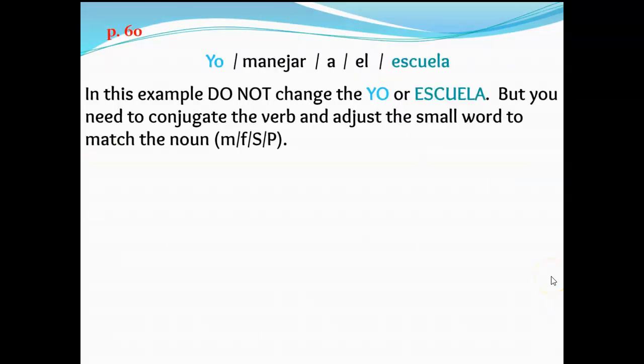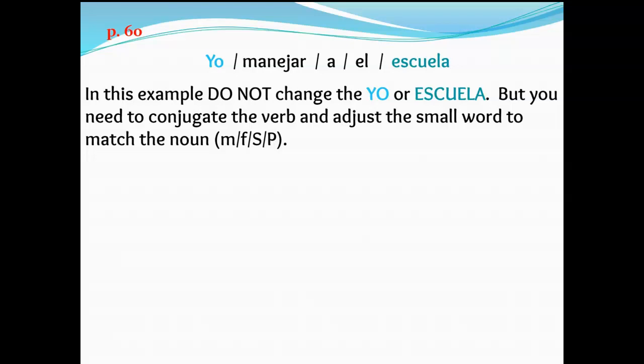So in the example, I have put yo in blue because you don't change the subject. Don't make that Maria. Don't make that nosotros. Leave it yo, okay? And then the nouns are going to be found typically at the end. So escuela is a person, place, or thing. It's a noun, so you don't change escuela. So I have those two colored to stick out, so you don't change that.